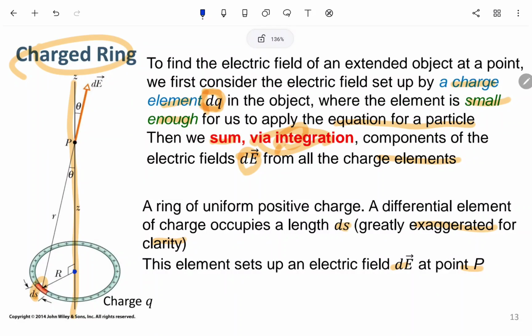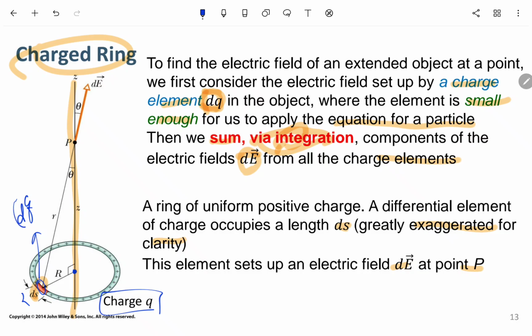So actually this is a charge ring, or actually a circle. We try to separate this ring into many small parts. Each part has length ds, and within this ds, which we assume is very small, the charge on it will be dq. The overall charge of the whole ring is q, but dq is the charge within this ds.